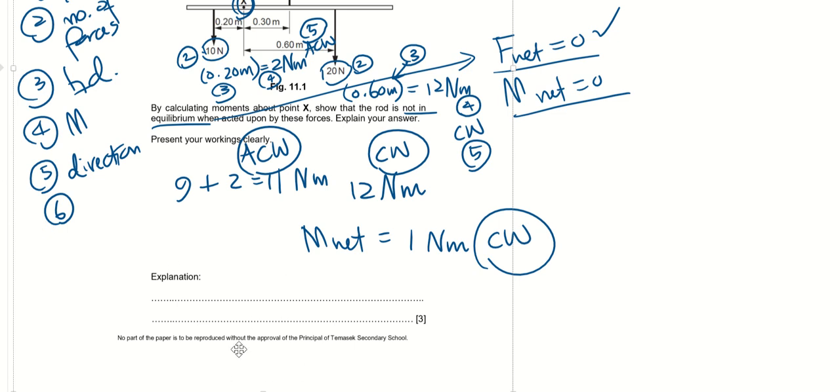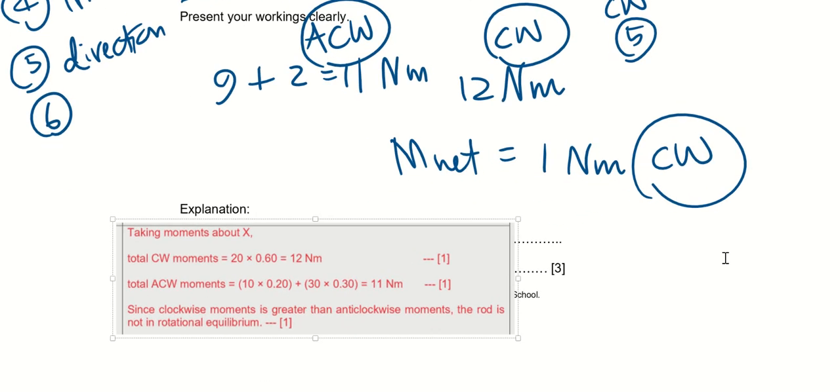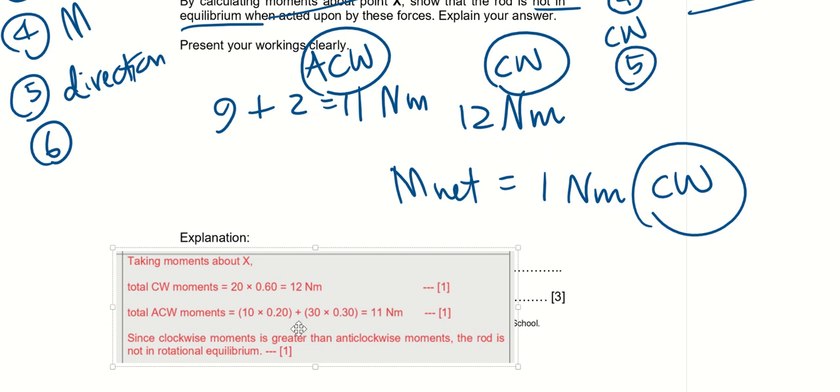So maybe I just show you the answers. Taking moments about X, total clockwise moment equals 12, total anti-clockwise moment is 11. Since clockwise moment is greater than anti-clockwise moment, the rod is not in rotational equilibrium.